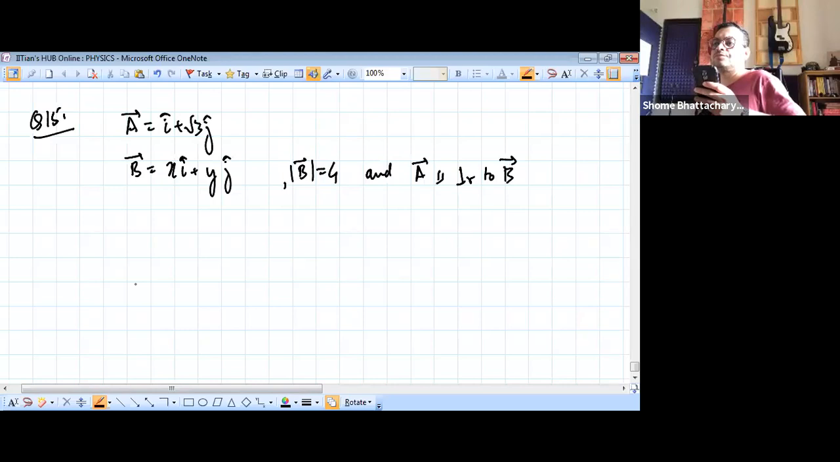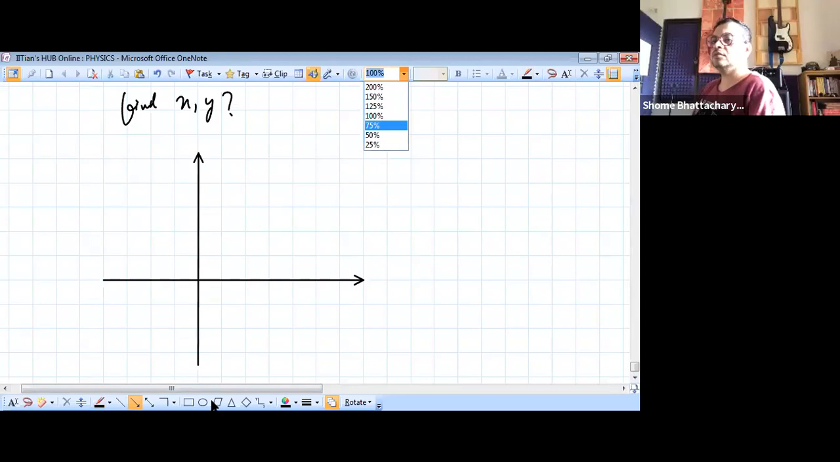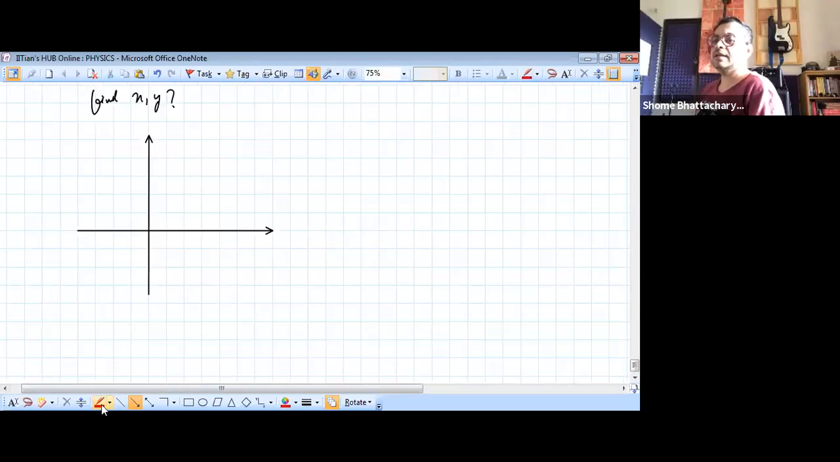From this, one approach is that we can just try and draw the vectors. So if you draw your XY system, in your XY system, the vector A was I cap plus root 3 J cap. So my vector A would be like this. It would be making an angle of 60 degrees with the X axis. You can see that this angle is 60, because tan theta is Ay by Ax, so that is root 3. That means the angle that A makes with the x axis is tan inverse of root 3 in the first quadrant, so it's 60 degrees. Why is it first quadrant? Because both the components are positive.